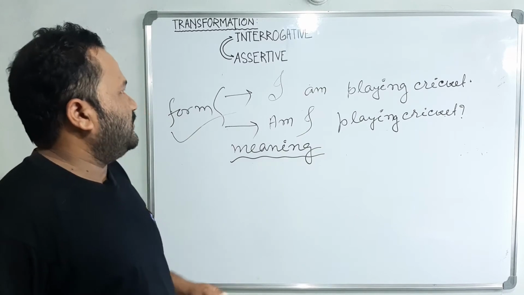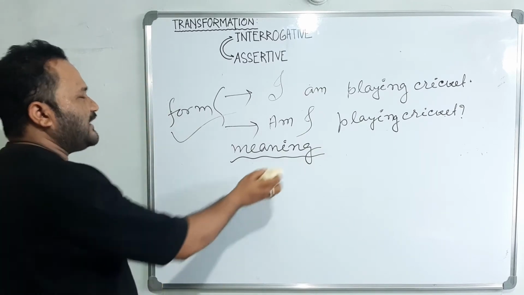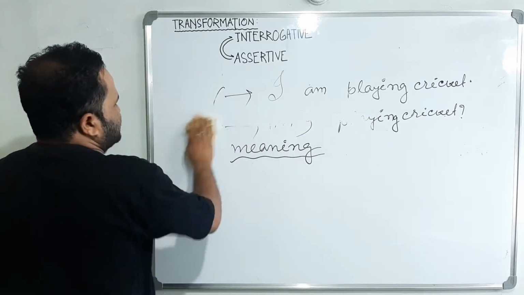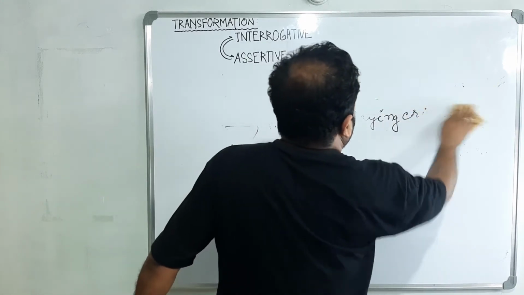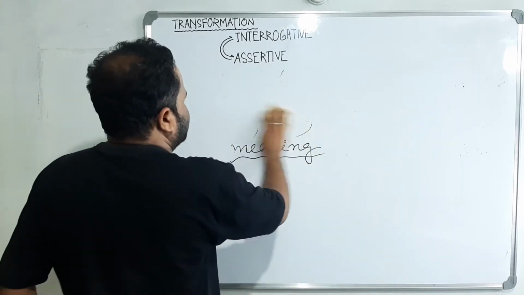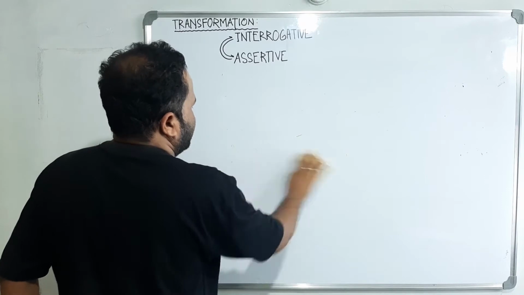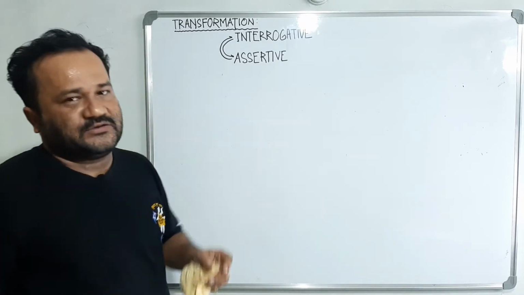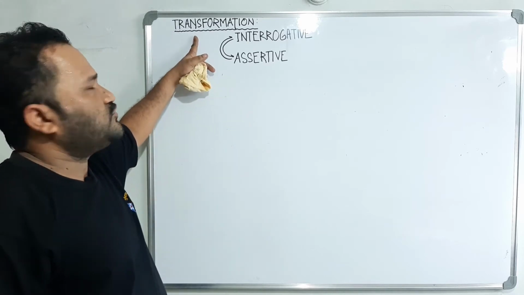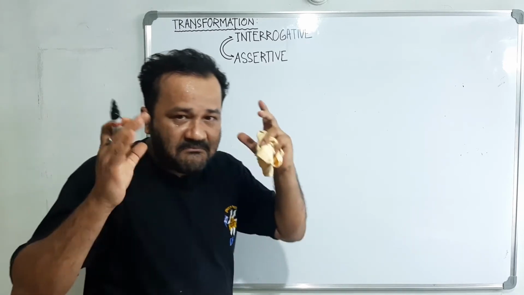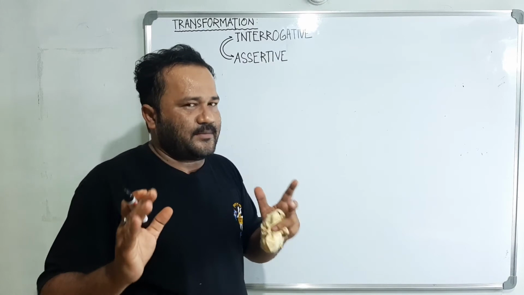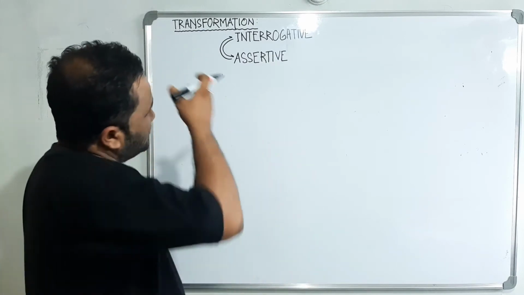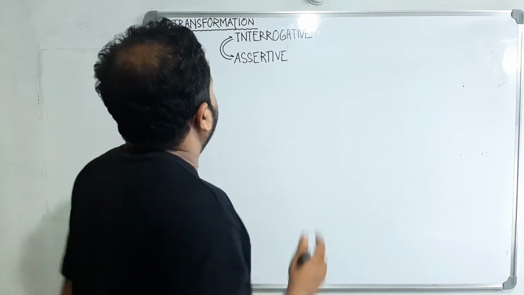Clear? Now, how can we change the interrogative sentence into an assertive sentence without changing the meaning of the sentence? This is all about transformation. You cannot change the meaning of the sentence. Clear about that? Always be clear about that. You cannot change the meaning of the sentence.